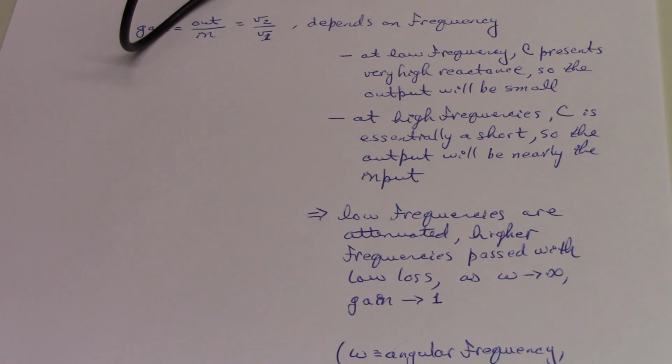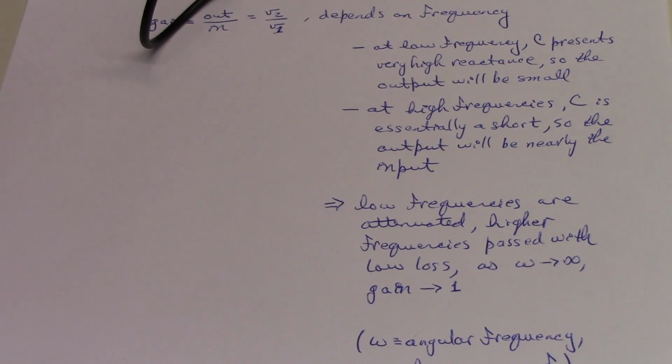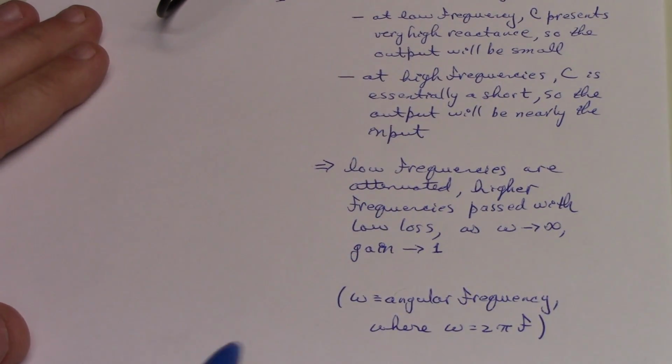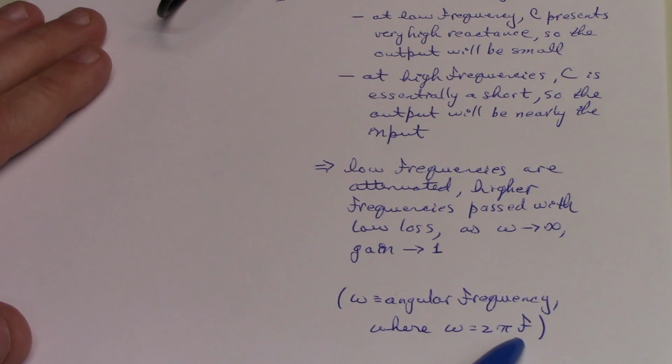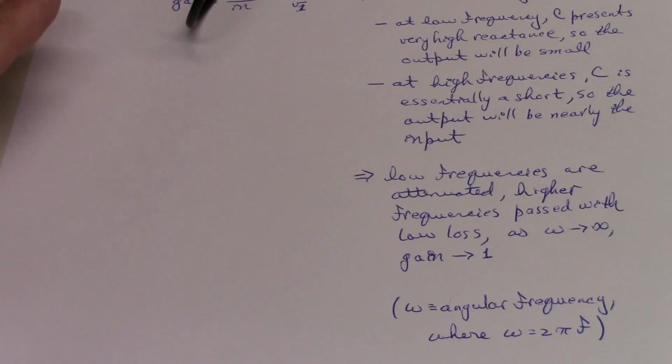Another way to say this is low frequencies are attenuated in this circuit, whereas high frequencies pass through with very low loss. Or in other words, we have a high pass filter with a gain in the high frequency range tending towards 1. So I should just say that here and in the rest of the video we're speaking in terms of the angular frequency omega, which is related to the frequency that most of us know and love, the cyclic frequency, by a factor of 2 pi.